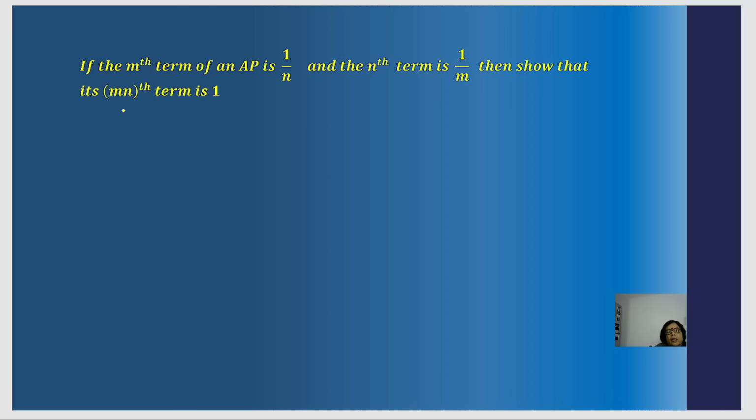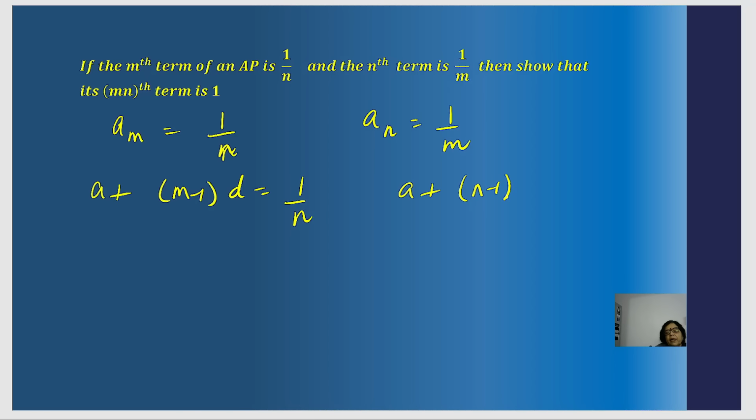Next question is: if the mth term of an AP is 1 by n and the nth term is 1 by m, then show that its mnth term is 1. So the mth term of an AP is 1 by n, that means am is equal to 1 by n, and the nth term, that is an, is equal to 1 by m. So using the general term formula, we can write this as a plus m minus 1 into d is equal to 1 by n, and a plus n minus 1 into d is equal to 1 by m. Now this is equation number 1 and this is equation number 2.